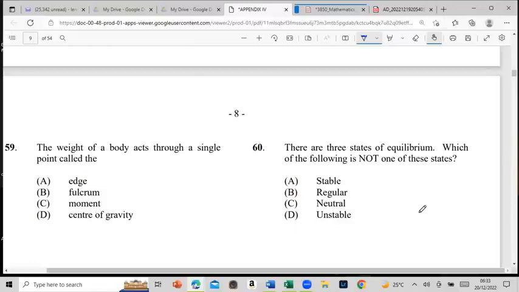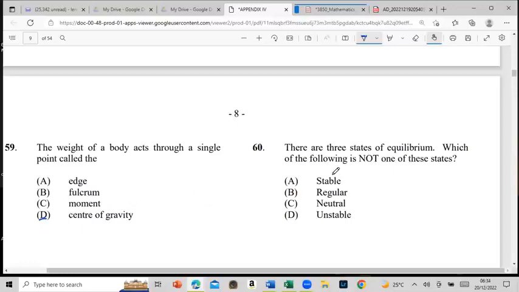59 says, the weight of a body acts through a single point called A. the edge, B. the fulcrum, C. the moment, or D. the center of gravity. And that would be D, the center of gravity.